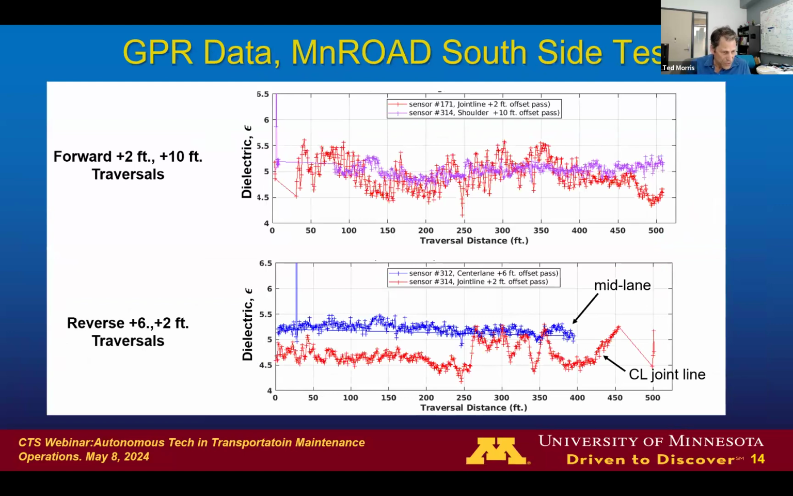But it kind of makes sense. On the bottom, as you look on the midline, which has a higher dielectric, meaning it's more dense, and near the joint line, which is a lower dielectric, meaning it's less dense, that infers there's more air void in the pavement.